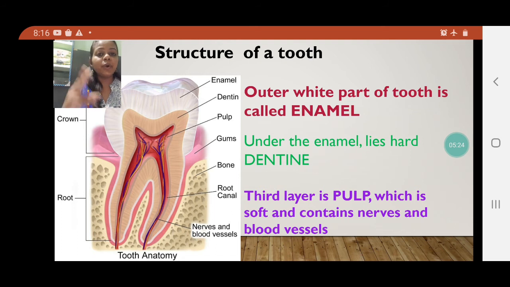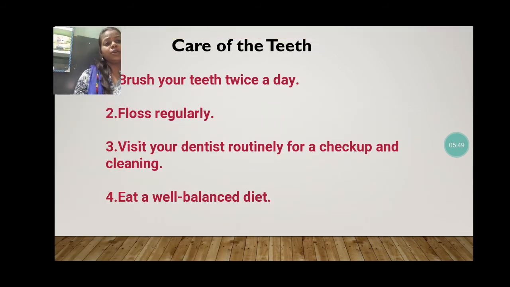Our tooth is broadly divided into 2 parts. The upper part that we are able to see is the crown, and the lower part that we are not able to see is the root. And further, our tooth is divided into different layers. First, the outermost layer, is enamel. Second, below the enamel, is the dentine, and the third layer is pulp, which contains blood vessels and nerves. Now let's discuss care of teeth.